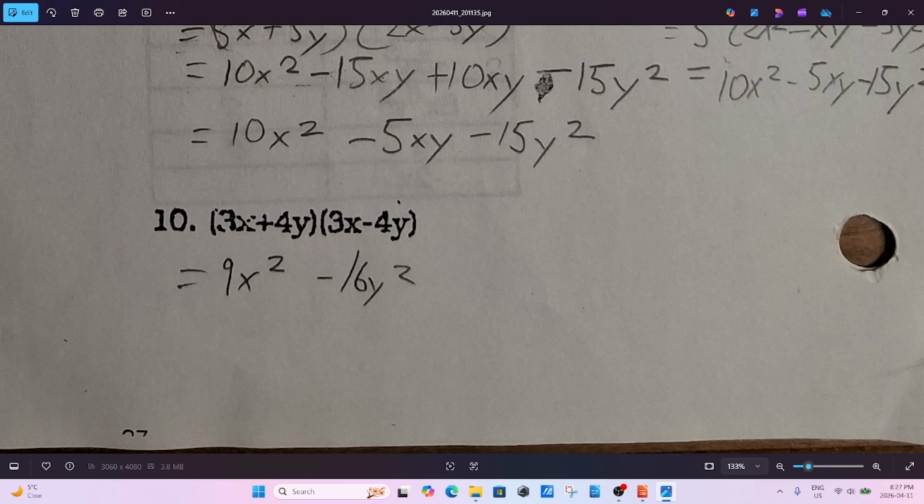And here is question 10, which is 3x plus 4y times 3x minus 4y. So you do the 3x times 3x, you get 9x squared. And then you do the plus 4y times 3x, which gets you the plus 12xy. And then you do the negative 16y squared, and then you also get this term, which is negative 12xy. So there's negative 12xy, that's positive 12xy, so those two cancel, and so you have 9x squared minus 16y squared.